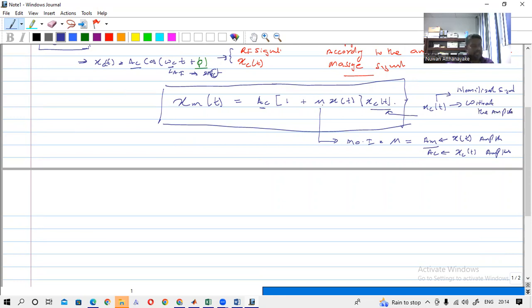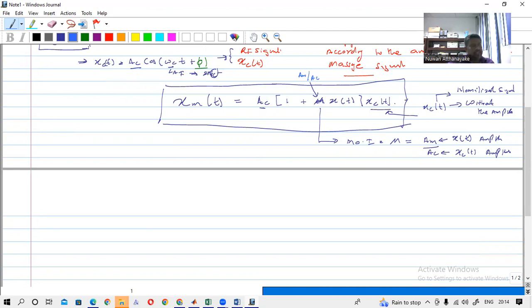And you know that mu is Am divided by Ac. So if you apply this Am divided by Ac instead of mu, you can see that Am xc(t) appears. So here the modulating signal, the x(t) amplitude, is there.